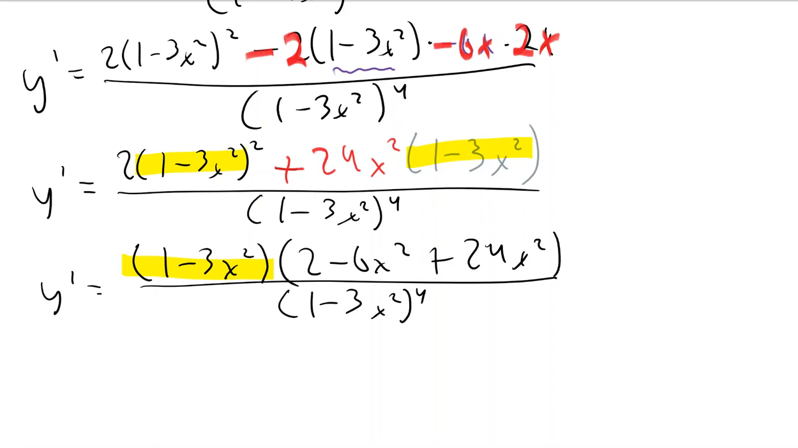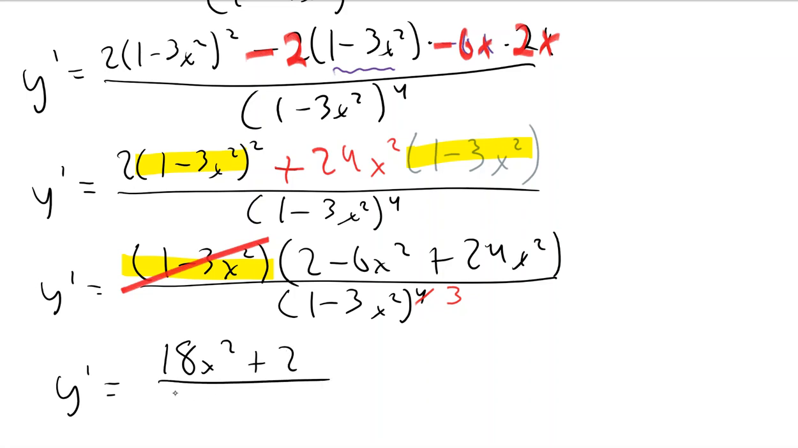And then the purpose of factoring that guy out that I have highlighted there is now I can easily see that this guy is going to cancel out one of those. And in our numerator, looks like we get 18x squared plus 2 over 1 minus 3x squared all cubed.